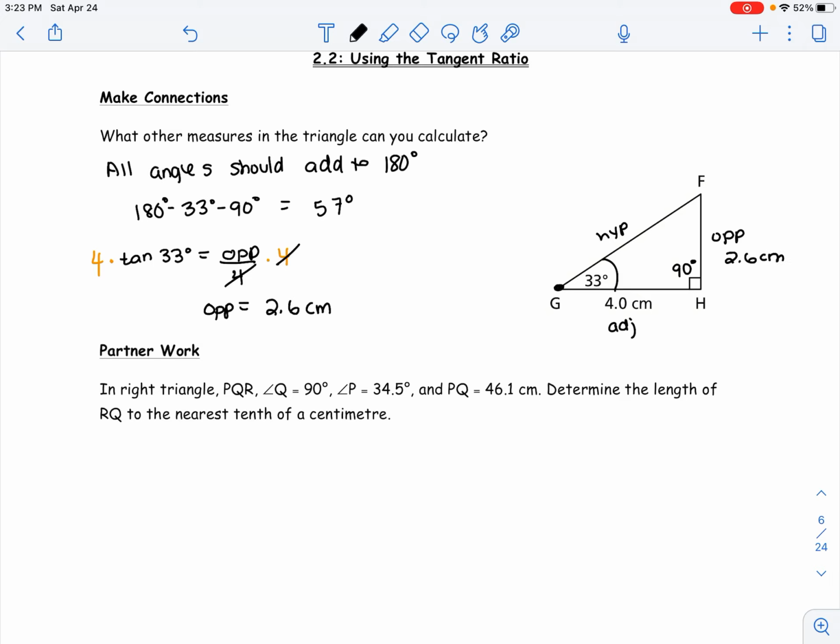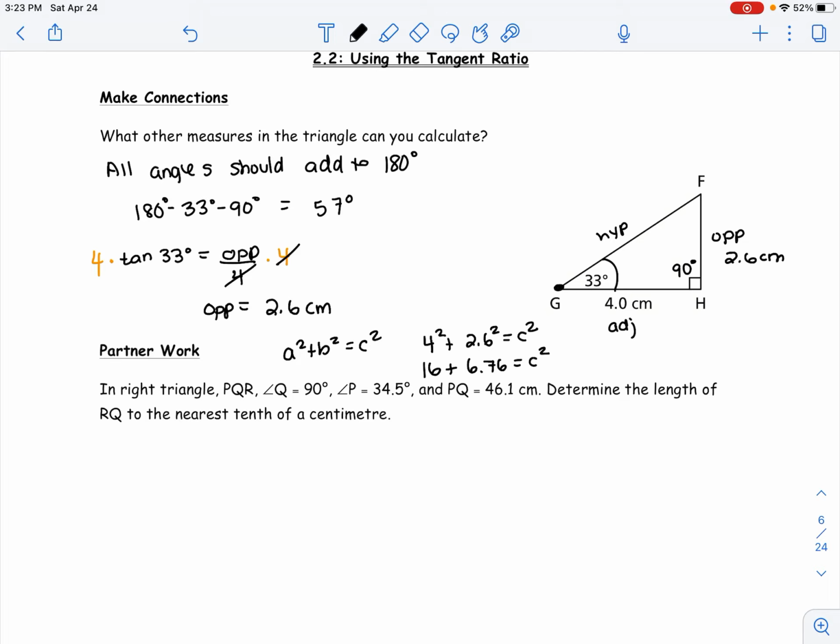Our third side, our hypotenuse, we can always find by using Pythagorean theorem, which is a squared plus b squared equals c squared. And you can pick whichever side you want for a and b as long as it's not your hypotenuse. So your a could have been 4. Your b is 2.6. And your c we'll find. So 4 squared is 16. 2.6 squared in my calculator is 6.76.